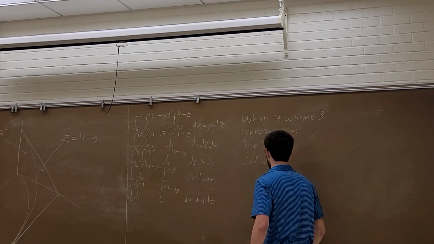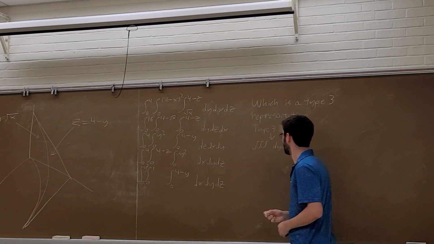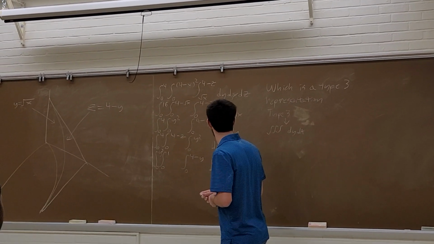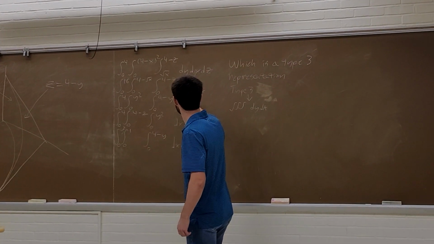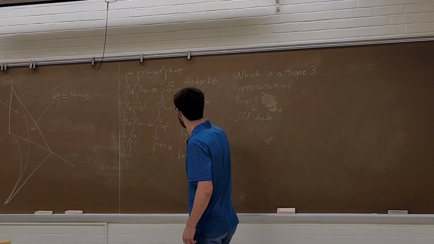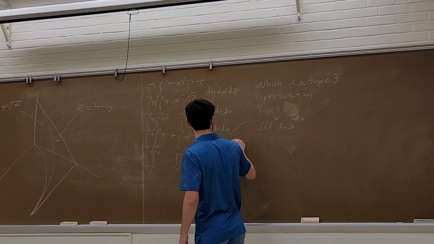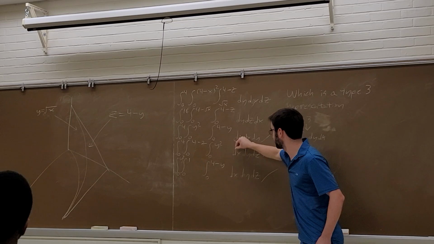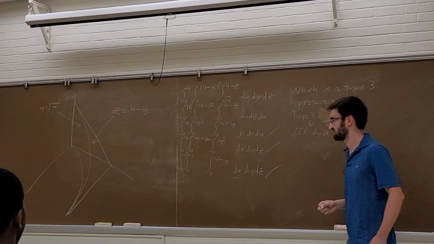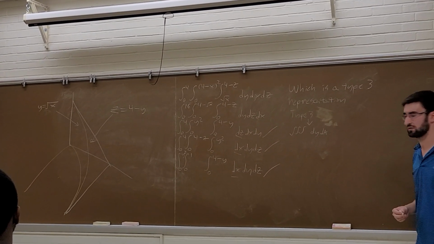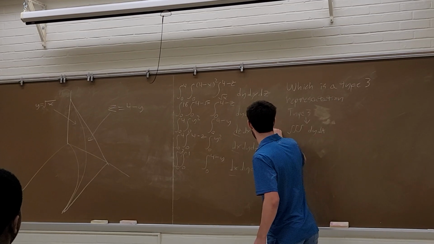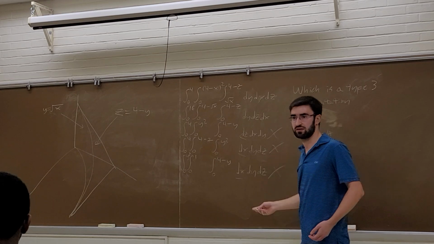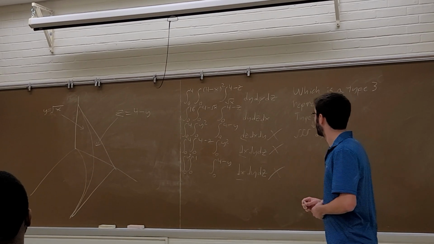Can you tell us what type 2 and type 1 are as well? Type 1 is x, type 2 is z. So type 1 is x and type 3 is y. It can't be that or that or that, because none of these start with y first. So you already know it's none of those. So it could be either this one or this one.